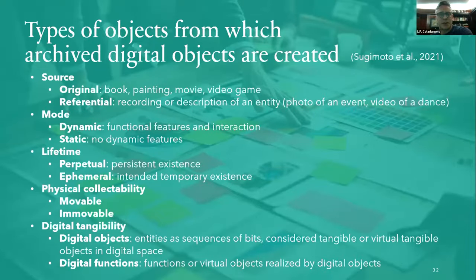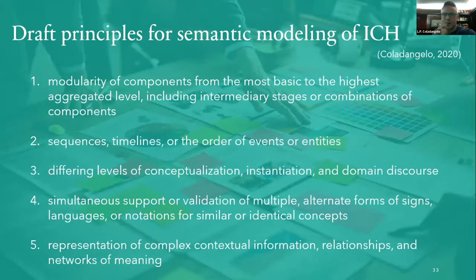I want to highlight some of the conclusions that came out of the CEDA model. Particularly, I want to highlight for ICH the referential source, recording or description of an entity, the dynamic functional features and interaction mode, the ephemeral lifetime, having a temporary existence, and the movability of physical collectability. I also wanted to bring up some of the things that came out of my own work, and I considered draft principles for semantic modeling of ICH.